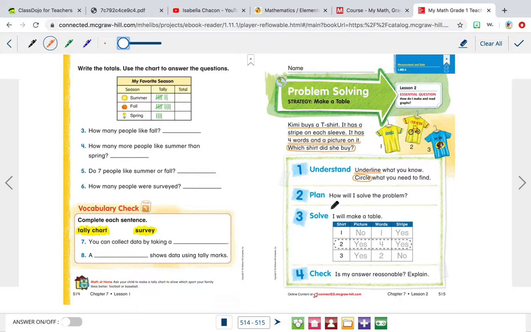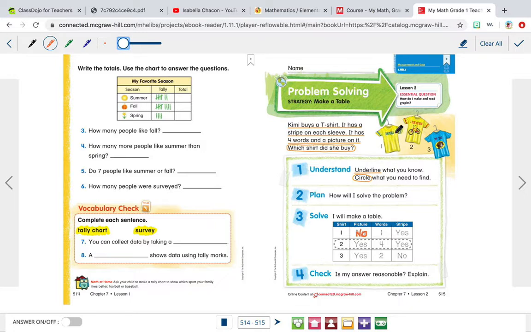Now we plan: how will I solve the problem? We're going to make a table, okay? For shirt 1, we ask, does it have a picture? Does it have words? Does it have a stripe? Remember, it needs to have a picture, it needs to have 4 words, and it needs to have stripes on each sleeve. So shirt 1, does it have a picture? No. So we write no. And remember, it needs to have a picture on it because her shirt is supposed to have a picture, 4 words, and stripes.